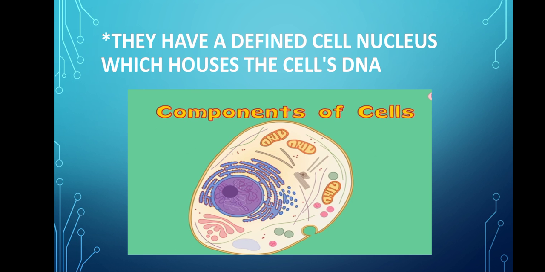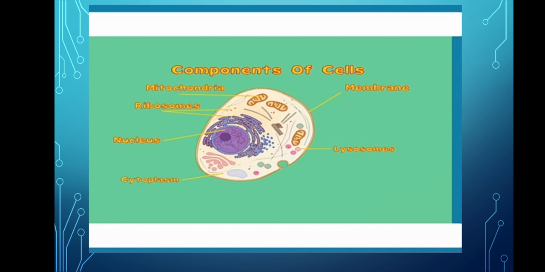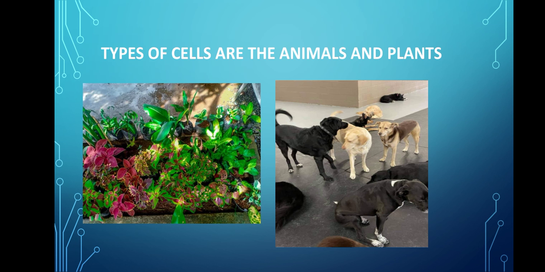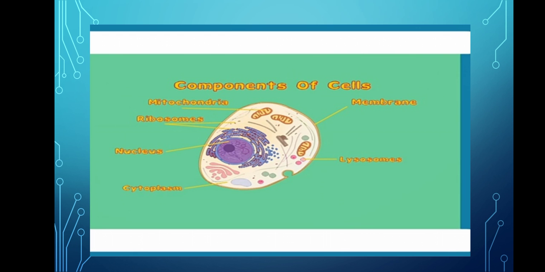When we say eukaryotic cells, they have a defined cell nucleus which houses the cell's DNA. These are typically a lot bigger in size and more complex than prokaryotic cells. Here are the components of the cells: mitochondria, ribosomes, nucleus, cytoplasm, membrane, and lysosome. The types of cells are the animals and the plants. Now, let us know the components of the cells.